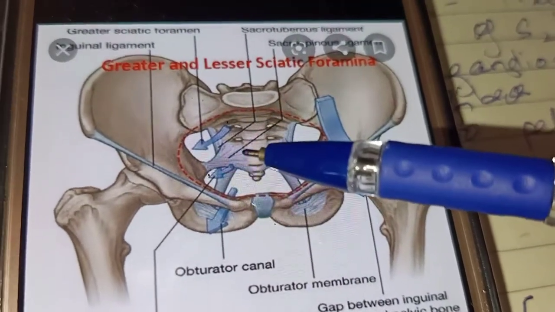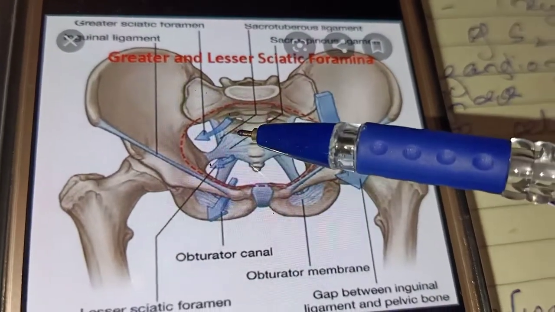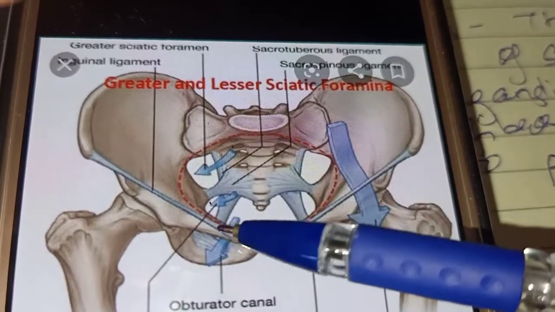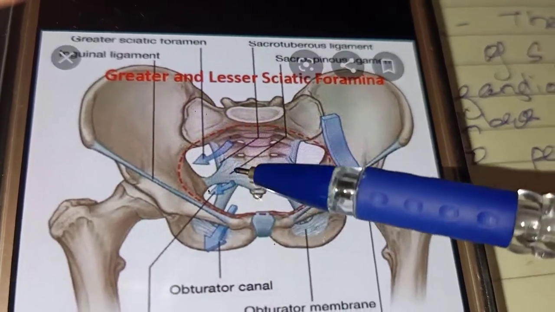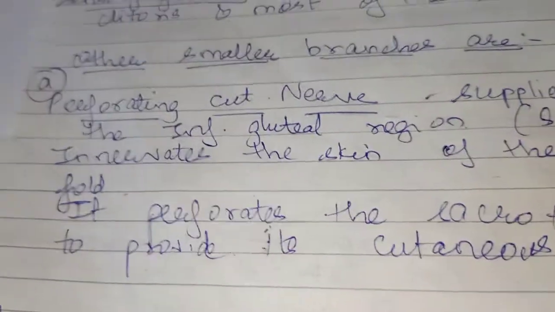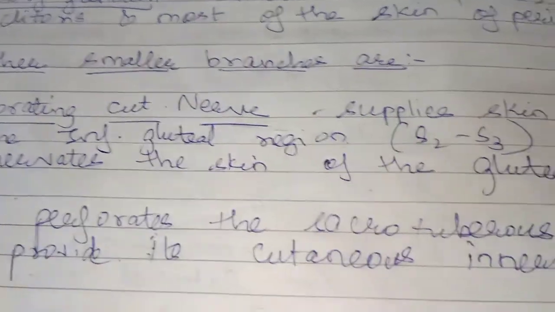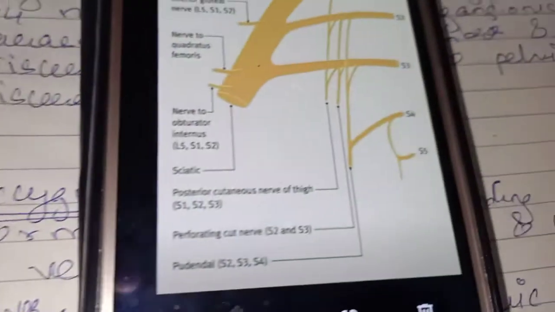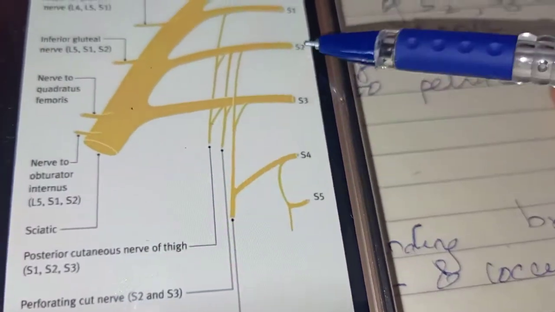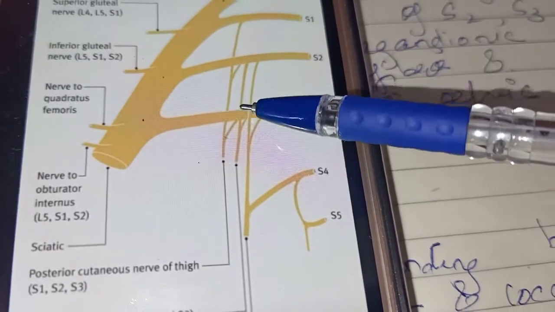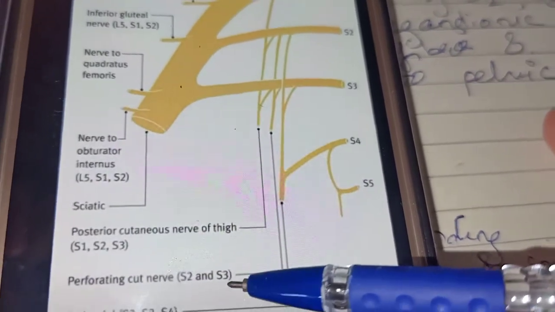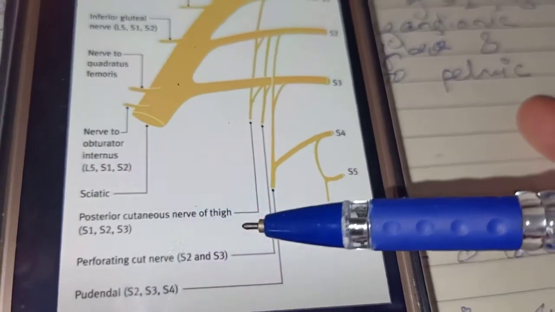It perforates through the sacrotuberous ligament. The sacrotuberous ligament is between the sacrum and the ischial tuberosity. So it perforates the sacrotuberous ligament to do its cutaneous function. It supplies the inferior gluteal region, and the root value is S2 and S3. This is the perforating cutaneous nerve from S2, S3. This has to be learned by heart, and it perforates the sacrotuberous ligament.